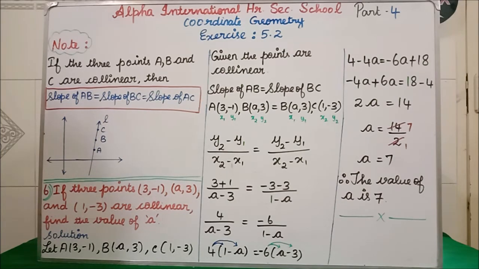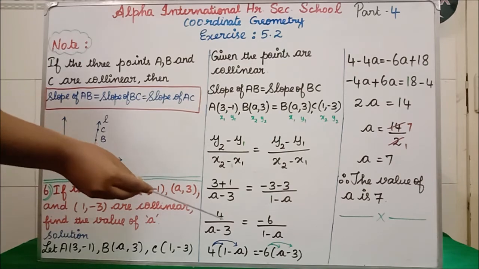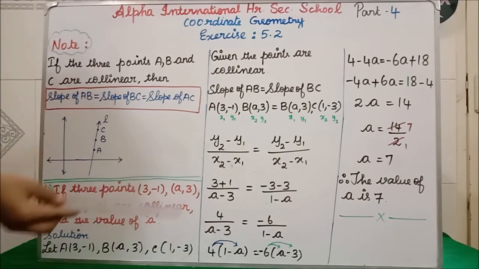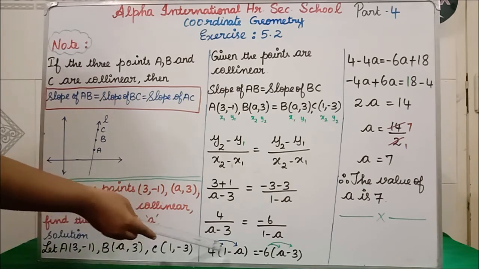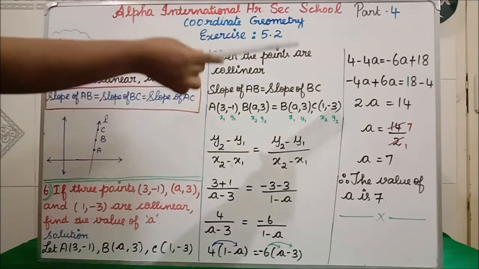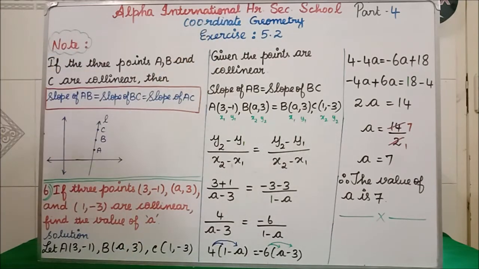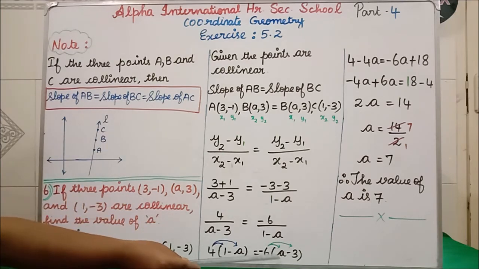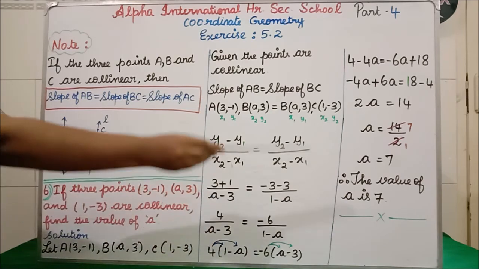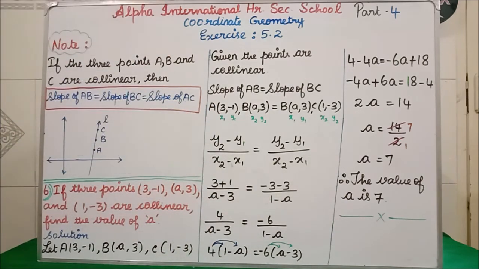Clear? Now we are going to do the cross multiplication. 4 into 1 minus a is equal to minus 6 into a minus 3. Next step, we are going to take the 4 inside. 4 into 1 is 4. 4 into minus a is minus 4a. Similarly, take this minus 6 inside. Minus 6 into a is minus 6a. Minus into minus is plus, 6 3s are 18.